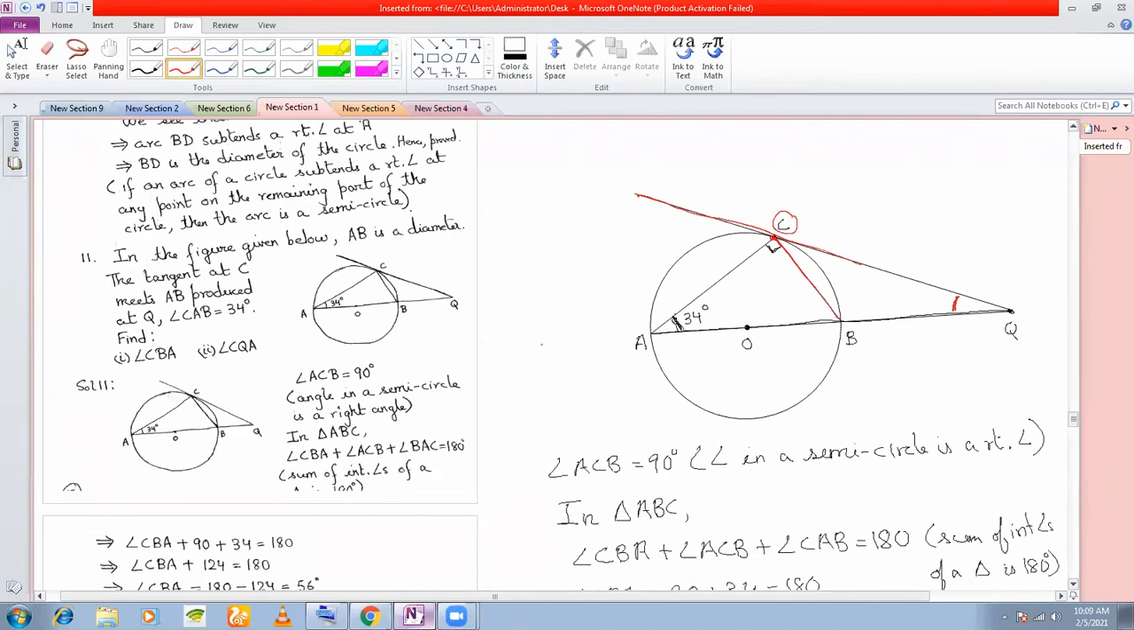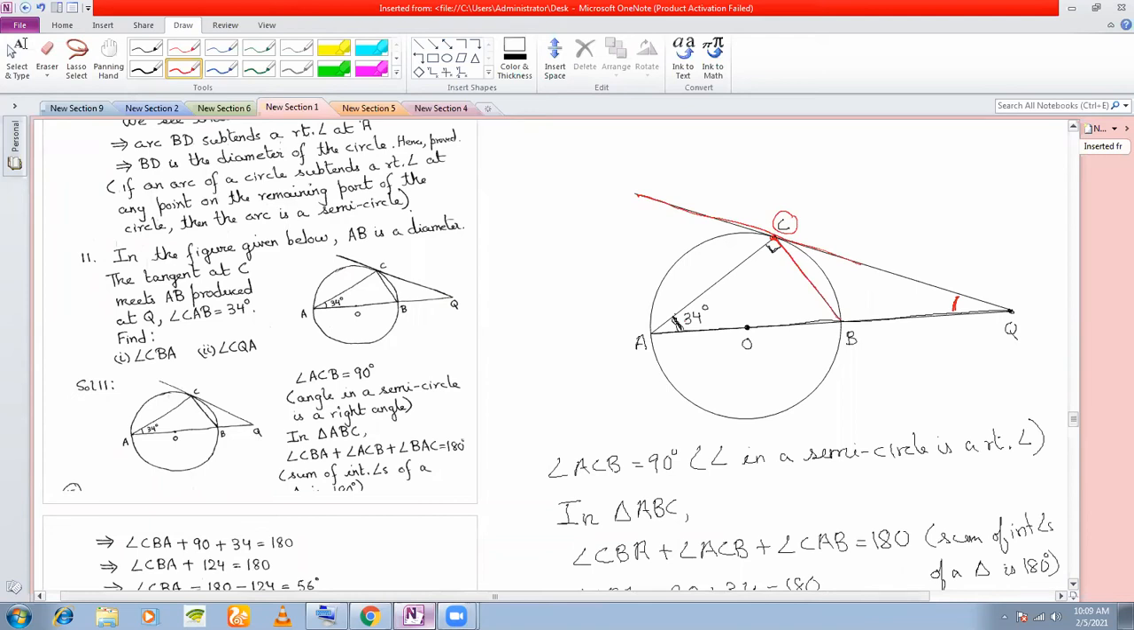Sir, I have a question. Yes. Sir, you said that angle ACB is 90 degree. Hmm. And sir, also angle ACQ is 90 degree. ACQ is not 90 degree. ACQ is a tangent. Yes, sir. We are talking about the chord. Okay, we are talking about angles within the circle, not angles outside the circle.